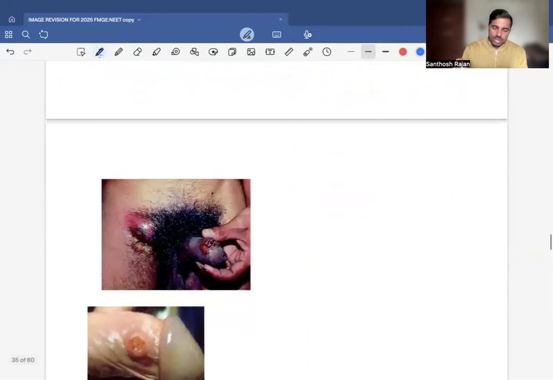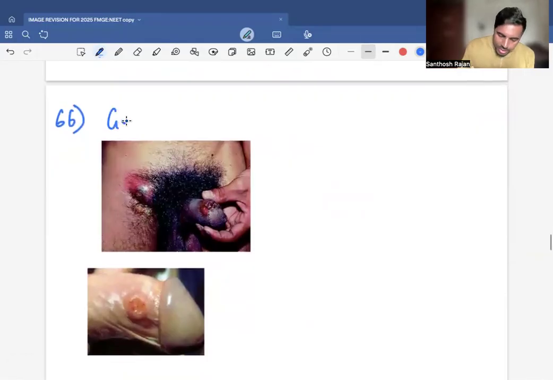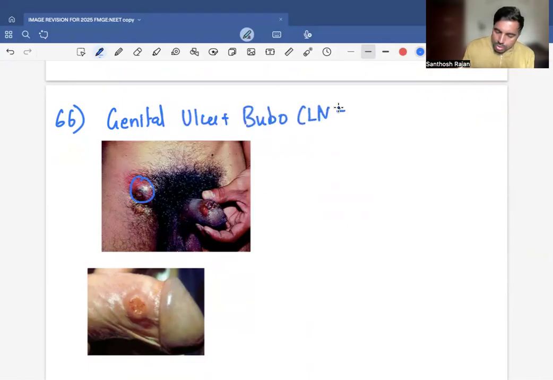Next one, 66. Here you see a genital ulcer plus you see the buboes. This is a true lymph node. Bubo means typical lymph node positive. Whenever this word bubo comes, I always say you remember it's a bun. Bun.